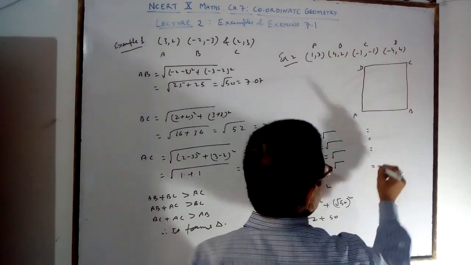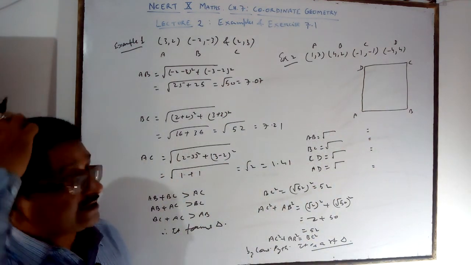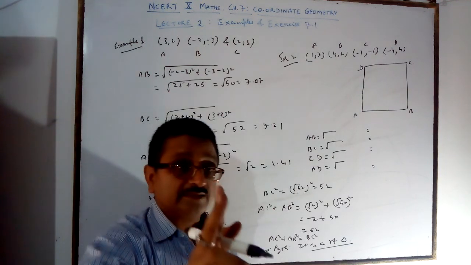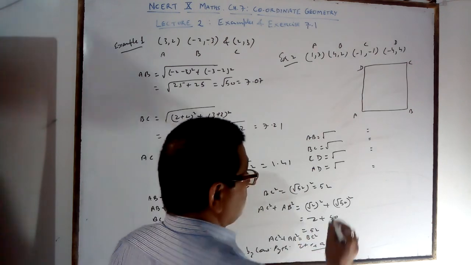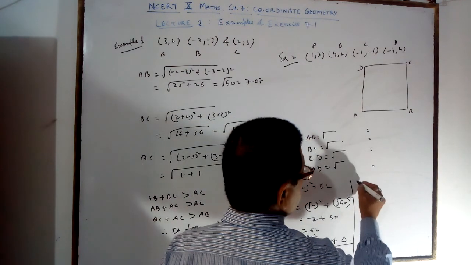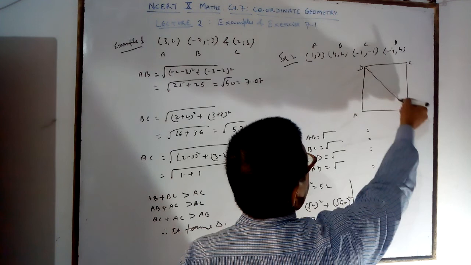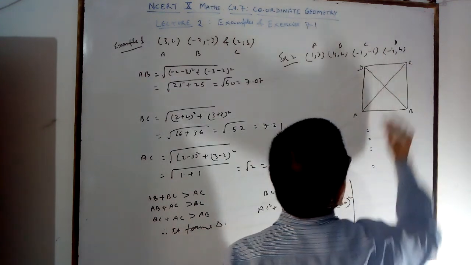In the book it is solved. So you will get all four sides equal. It has two possibilities: it may be a square or a rhombus. For the square, you will get diagonals also. You find out the diagonals also.